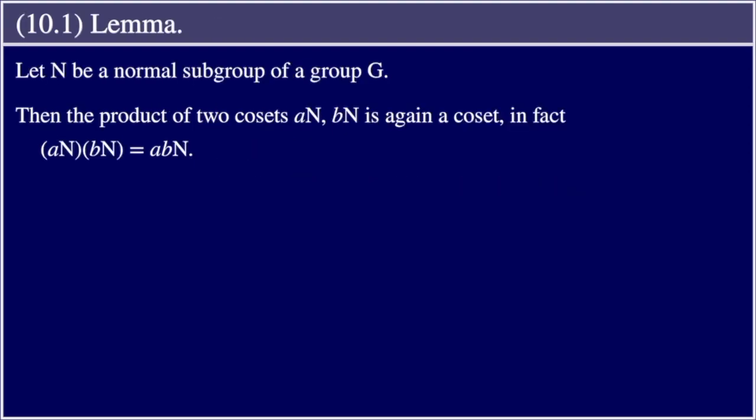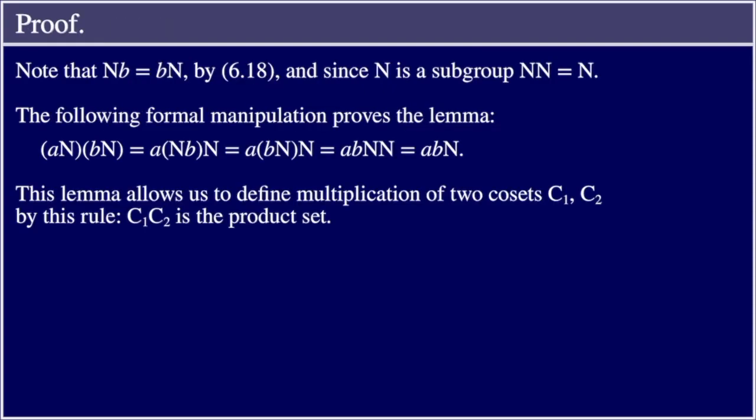10.1 Lemma. Let N be a normal subgroup of a group G. Then the product of two cosets, aN and bN, is again a coset. In fact, aN times bN equals abN. Proof. Note that Nb is equal to bN by 6.18, and since N is a subgroup, NN is equal to N. The following formal manipulation proves the lemma. aN times bN equals a times Nb times N equals a times bN times N equals abNN equals abN.